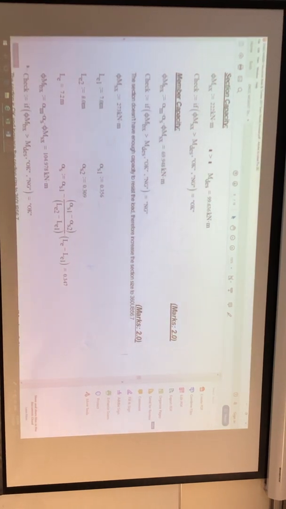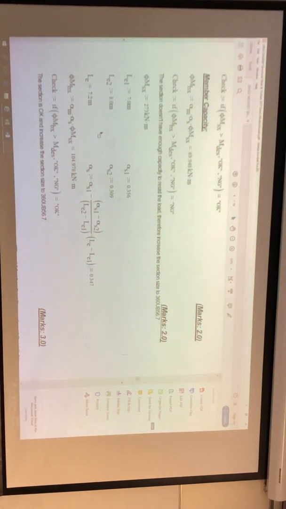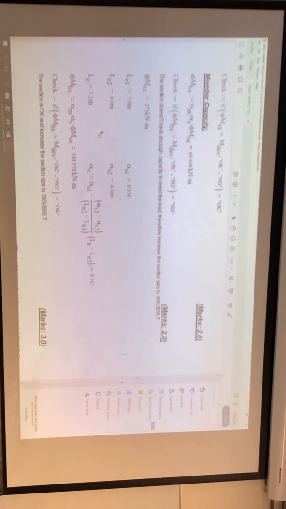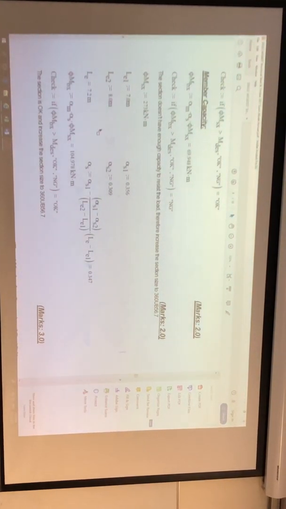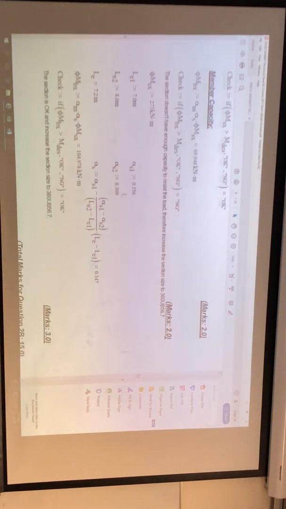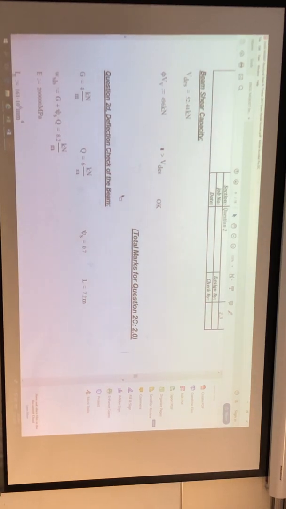You just need to calculate the alpha S only, that's it. Your alpha M remains the same, effective length remains the same, no changes. Recalculating is just the alpha S, that's all. So that is done, then we go to the next part, the shear capacity.